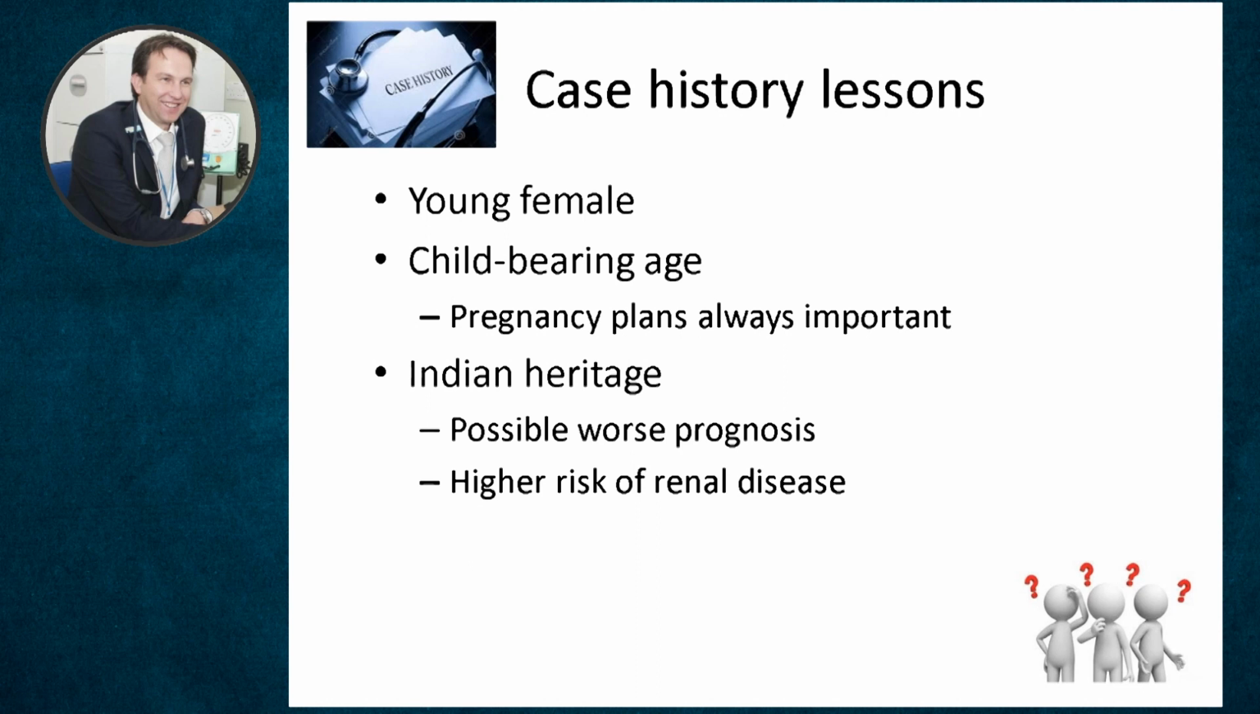What does this case tell us? Well, it tells us what we already know from the previous slides, that she was young. She was in her mid-20s when her symptoms started and therefore was of childbearing age. Pregnancy plans are always important when talking about treatments and manifestations. And we also know that she was of Indian subcontinent heritage and therefore possibly had a worse prognosis and a higher risk of renal disease than if she were a Caucasian patient of a similar age.